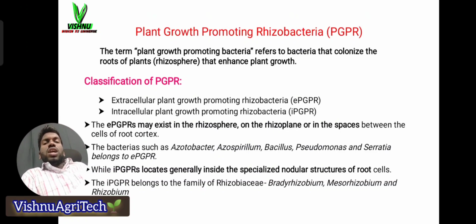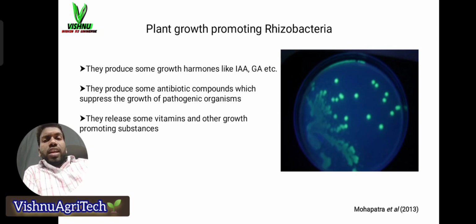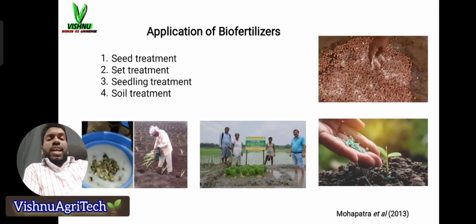While intracellular plant growth promoting rhizobacteria are located generally inside specialized nodular structures of root cells. The IPGPR belong to the family Rhizobiaceae: Bradyrhizobium, Mesorhizobium and Rhizobium. Plant growth promoting rhizobacteria produce some growth hormones like IAA, GA, indoleacetic acid and gibberellic acid, etc. They produce some antibiotic compounds which suppress the growth of pathogenic organisms, and they release some vitamins and other growth promoting substances also. Next one, application of biofertilizers.